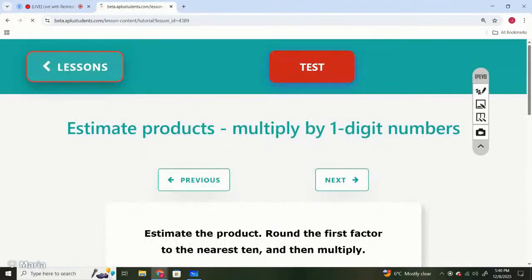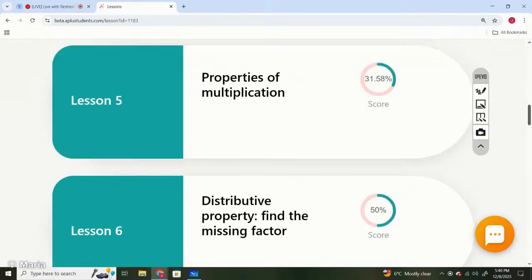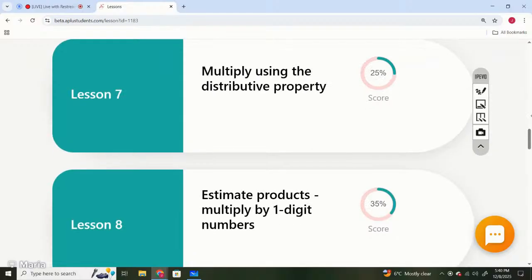So we were working on grade 4 math. The chapter we were working on is multiplication. The lessons we have covered today are commutative property, distributive property, find the missing factor, multiples property, estimate products, multiply by one digit numbers.